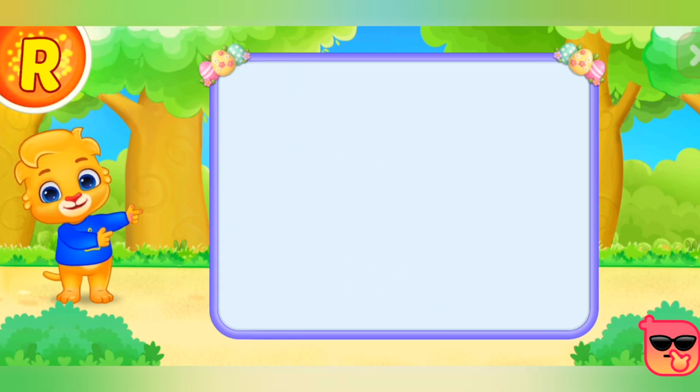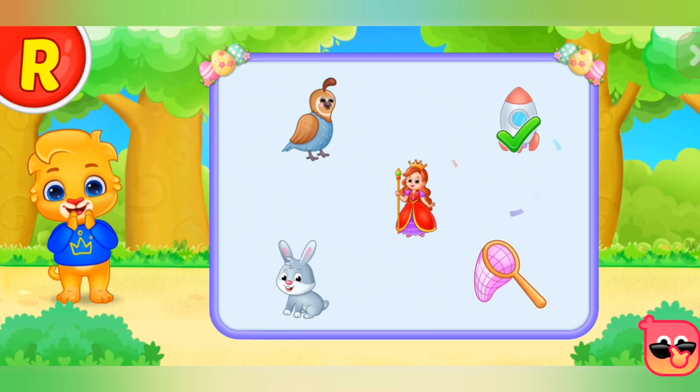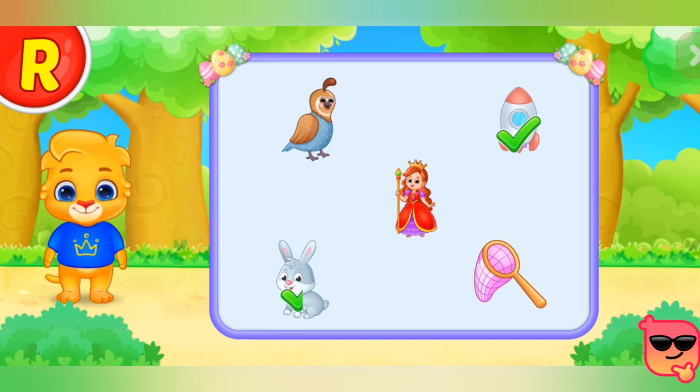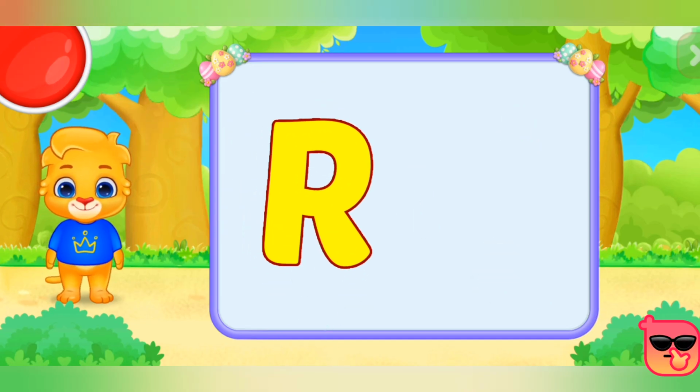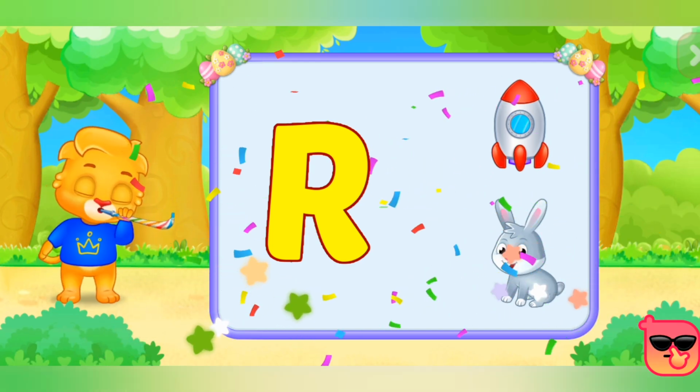Tap the picture that starts with letter R. Woo! R is for rocket. R is for rabbit. Well done.